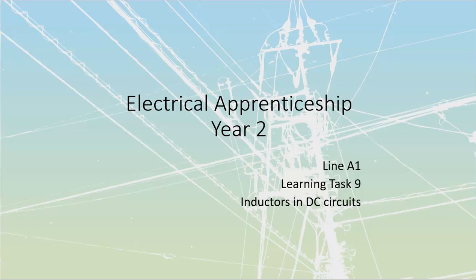All right, line A1, learning task 9b. At this point, we're just going to continue on in the inductors in DC. I just split the videos apart because really what's happening is we're kind of changing tack at this point.